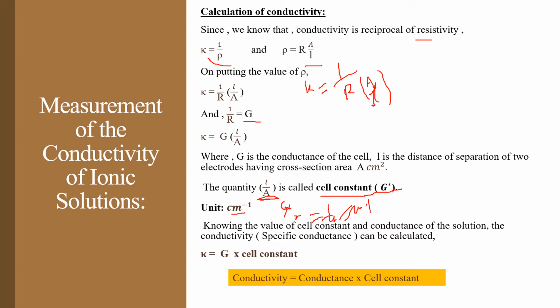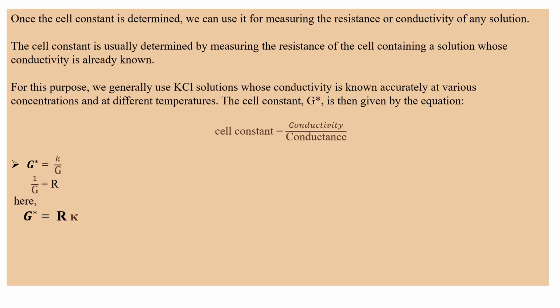Knowing the value of cell constant and conductance of the solution, the conductivity or the specific conductance can be calculated. So the conductivity kappa will be equal to G, conductance, into cell constant. Now once the cell constant is determined, we can use it for measuring the resistance or conductivity of any solution.